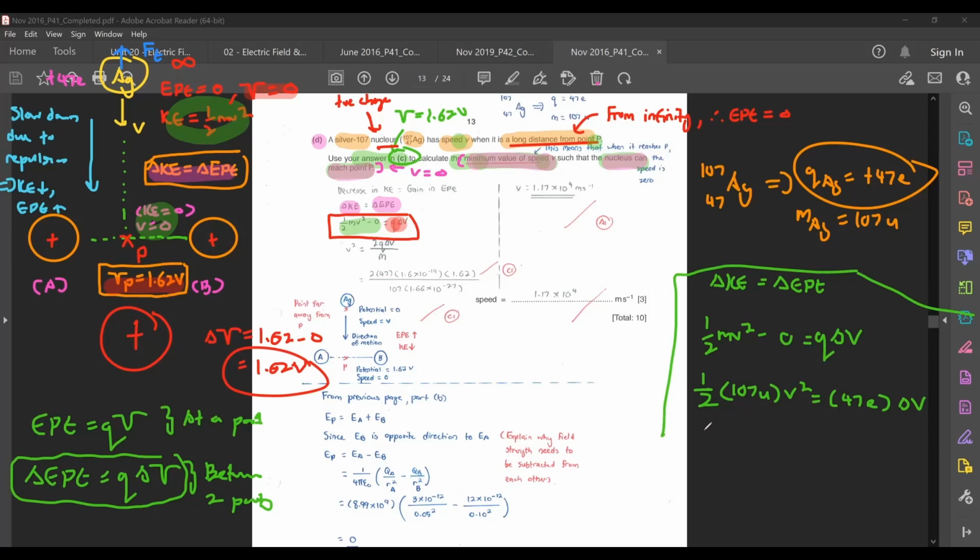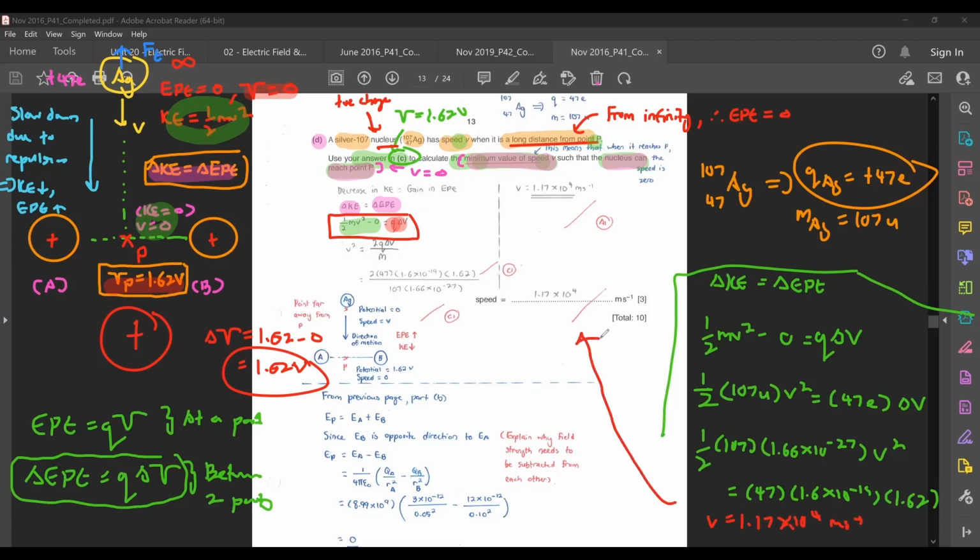So you will just take half 107u, u is 1.66 times 10 power minus 27. U is your unified atomic mass, times V squared equals 47 times 1.6 times 10 power minus 19. E is your elementary charge, times delta V, 1.62. Eventually, you'll be able to find out what is your V. Your V is really just 1.17 times 10 power 4 meter per second. And that's how you got this answer here.